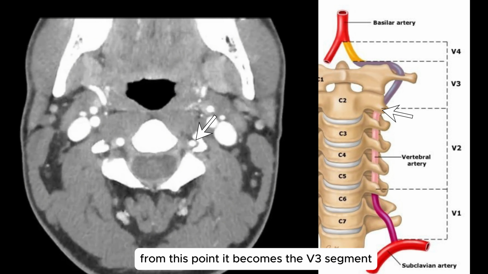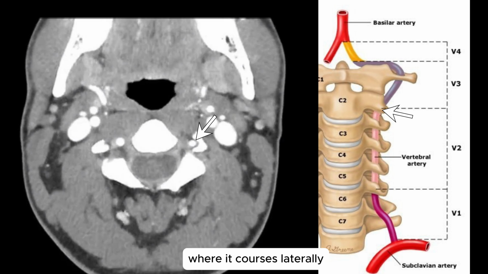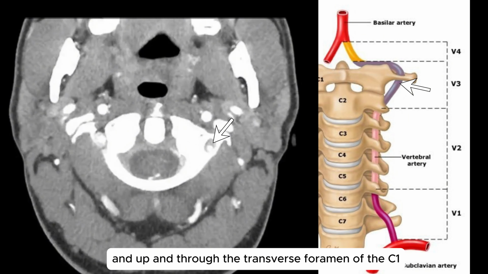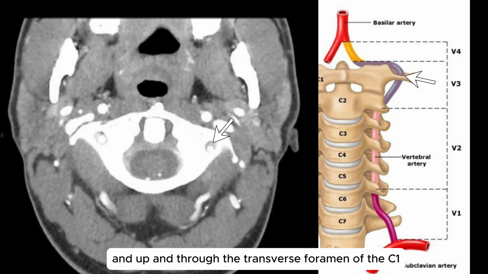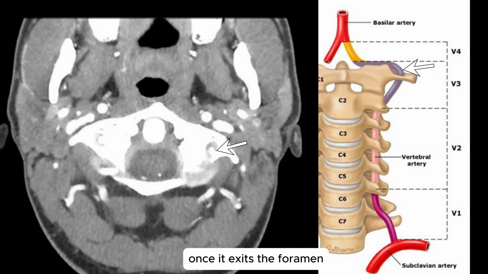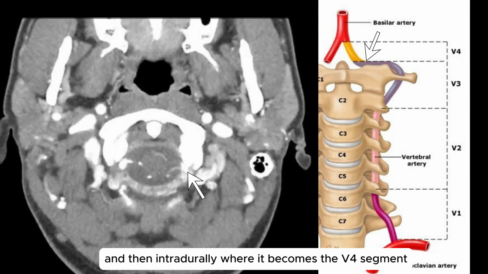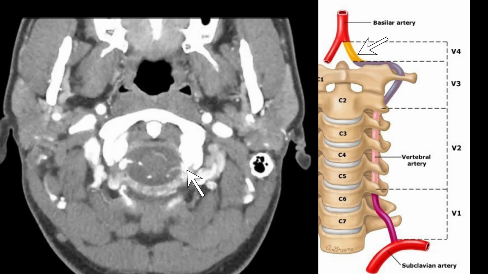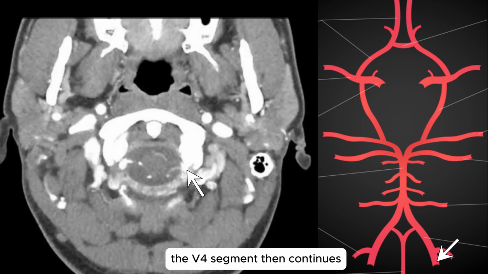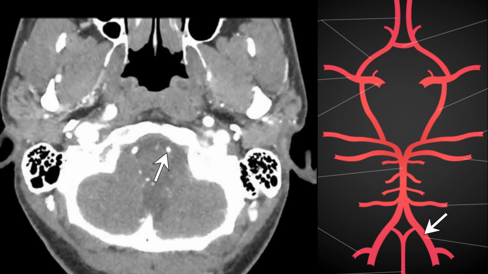From this point, it becomes the V3 segment, where it courses laterally and up and through the transverse foramen of the C1. Once it exits the foramen, it courses posteriorly over the C1 arch and then intradurally, where it becomes the V4 segment. The V4 segment then continues and gives off the posterior inferior cerebellar artery and the anterior spinal artery.